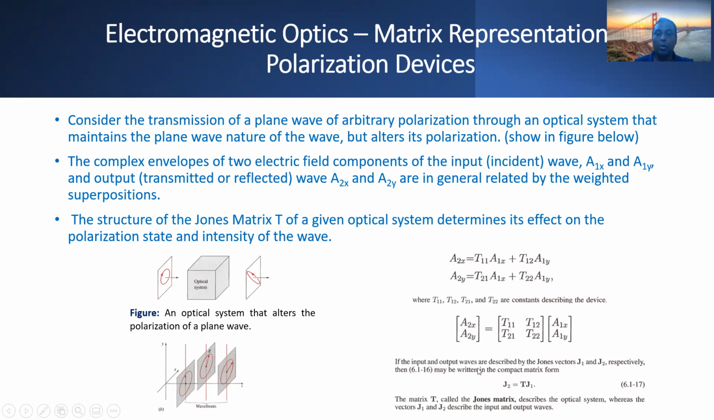If the input and output waves are described by the Jones vectors J1 and J2 respectively, then we can write the equation in the compact matrix form J2 equals T J1. That means the output is equal to the matrix T multiplied with J1. The matrix T, called the Jones matrix, describes the optical system, whereas the vectors J1 and J2 describe the input and output waves.